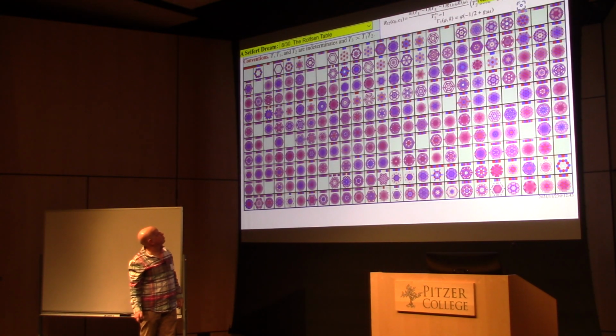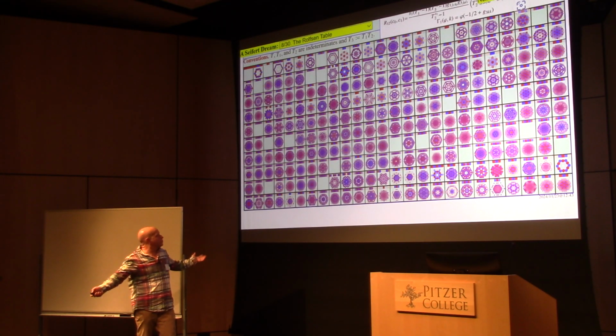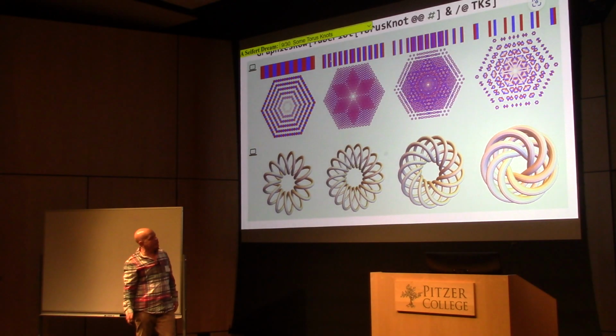Here is the so-called Rolfsen table. So all knots with up to 250 crossings. Again, you can see patterns. I don't understand them. Here are some torus knots. It's a slightly different pattern.